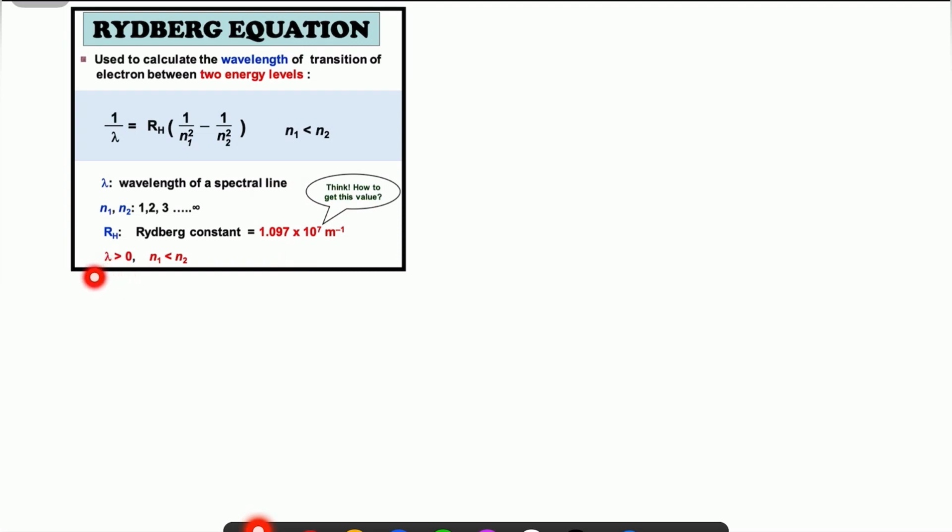So the wavelength is always larger than 0, and n2 must be larger than n1, because the wavelength must always be positive.